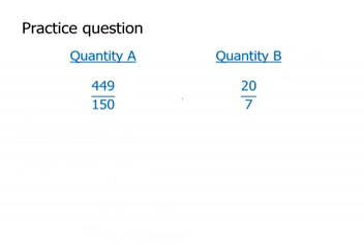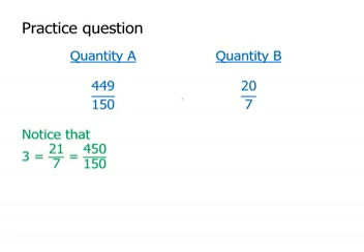Here's a practice question. Pause the video and then we'll talk about this. The number sense that we're going to use here to compare these fractions is the fact that both of these are relatively close to 3. We know that 3 equals 21 over 7. And 3 also equals 450 over 150. So those are exactly equal to 3.